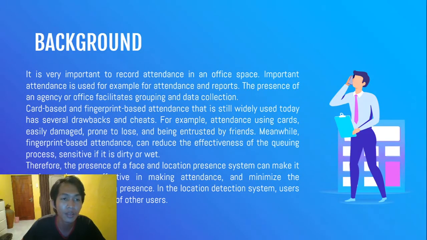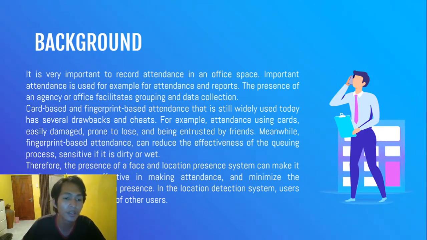For the background, it is very important to record attendance in office space. Attendance is used, for example, to report the presence of the agency, facilities, grouping, and data collection. Card-based and fingerprint-based attendance, which is widely used today, has several drawbacks and cheats. For example, attendance using a card is easily damaged, prone to being lost, and can be cheated by friends. Meanwhile, fingerprint-based attendance can reduce the effectiveness of the queuing process if the finger is dirty or wet.